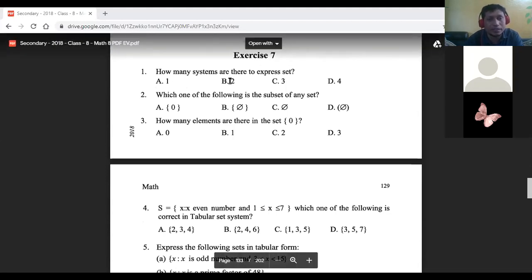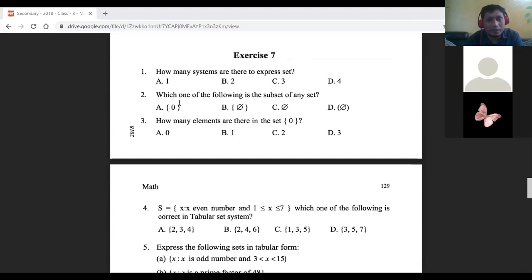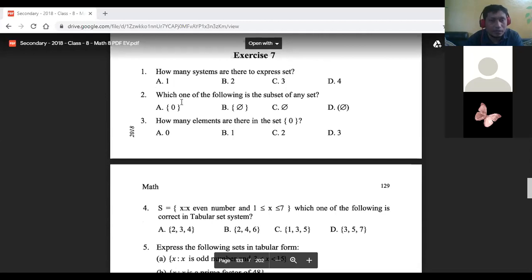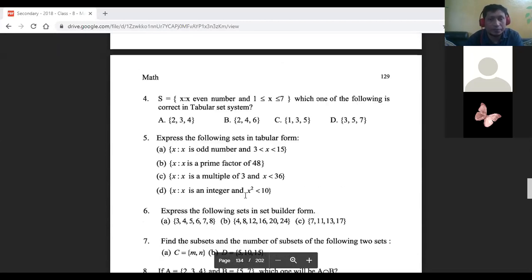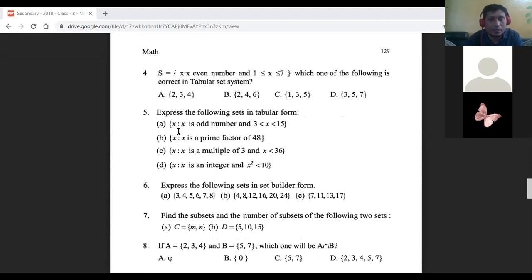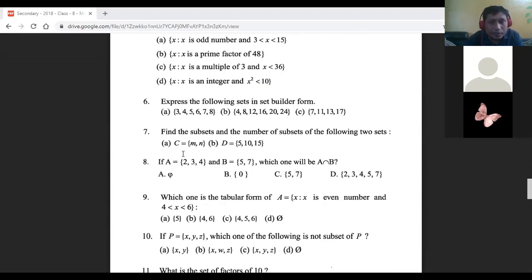Already today we have discussed 2, but B is correct. Which one of the following is any subset? Sorry, I didn't discuss subset today. That's why we will not give you the answer now. After 2, we will not answer. Okay, you can solve from the descriptive type.